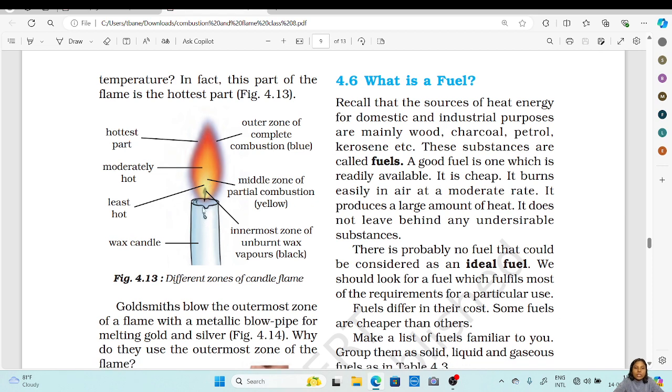Okay, so now this outer part, that is the outer zone of complete combustion, I told you also in the beginning that on the outside we can see a slightly blue flame color, that is the hottest part of the flame. Then we come to the moderately hot part, that is the luminous zone where we placed our glass slide. So that is the moderately hot zone and it is known as the middle zone of partial combustion. So there only partial combustion happens and it is yellow in color.